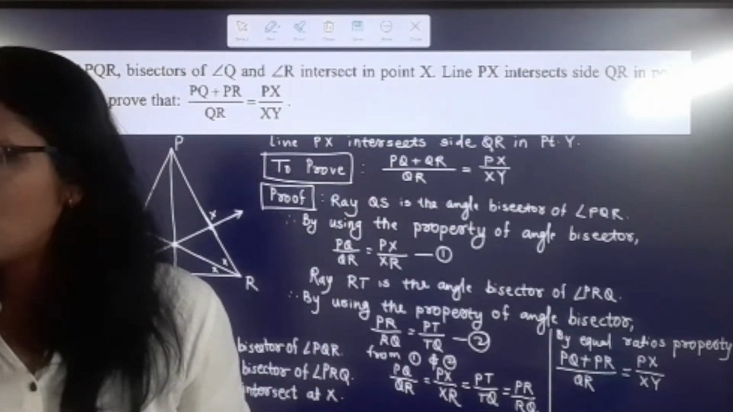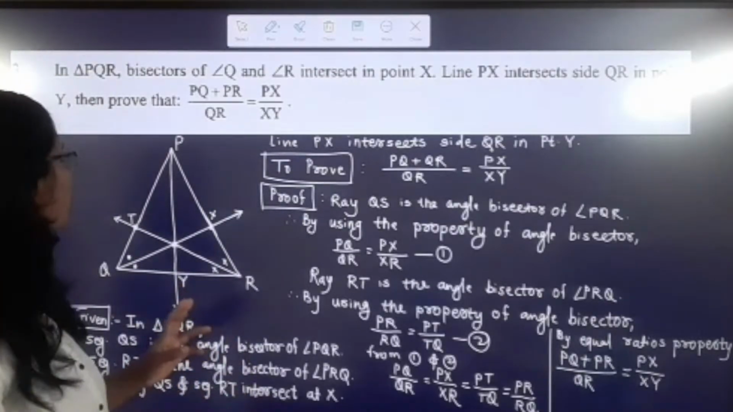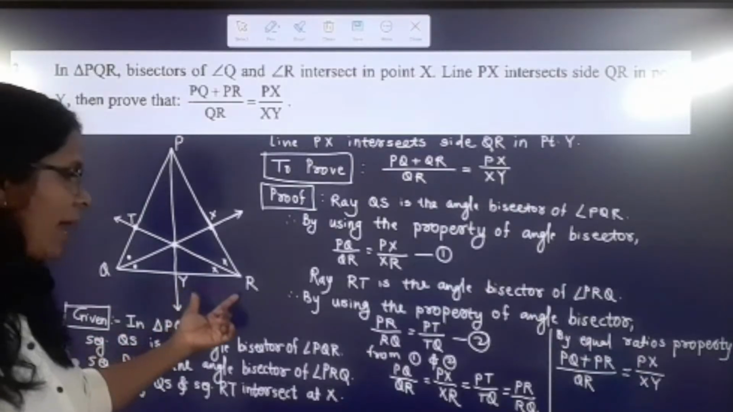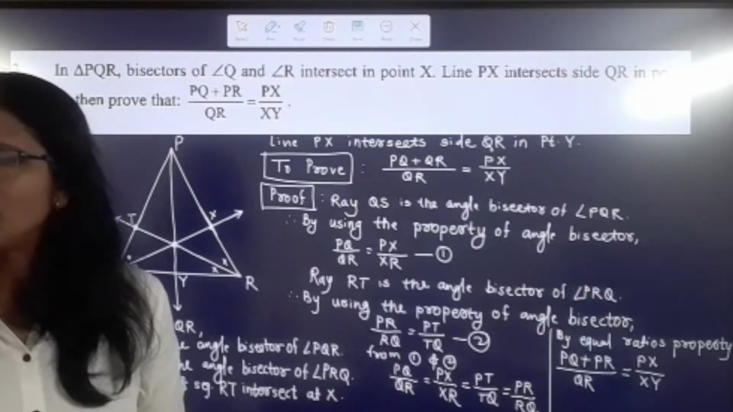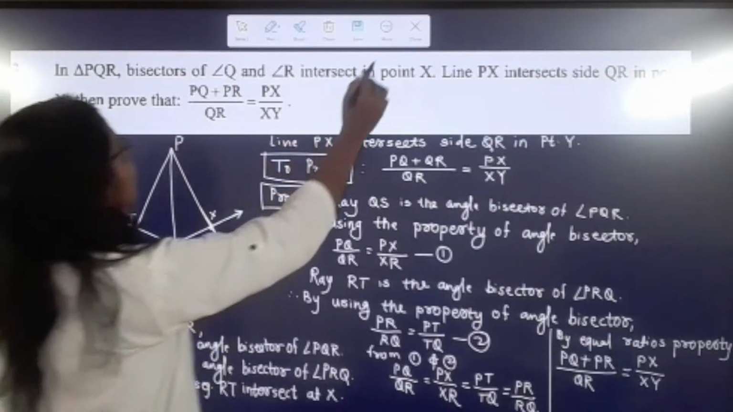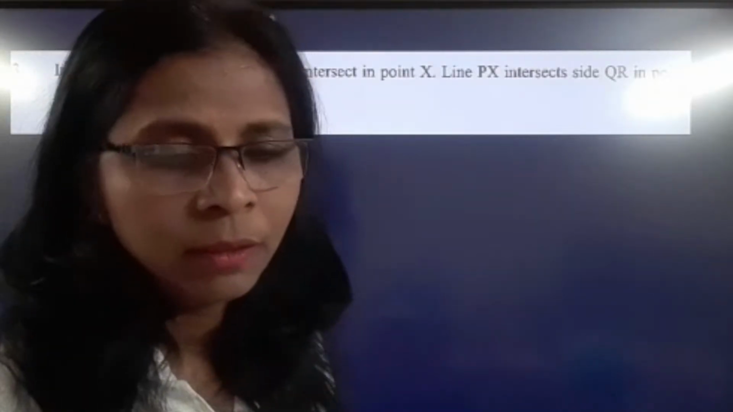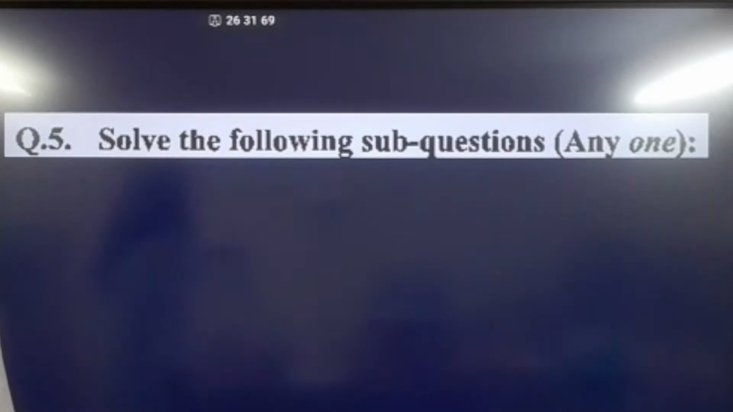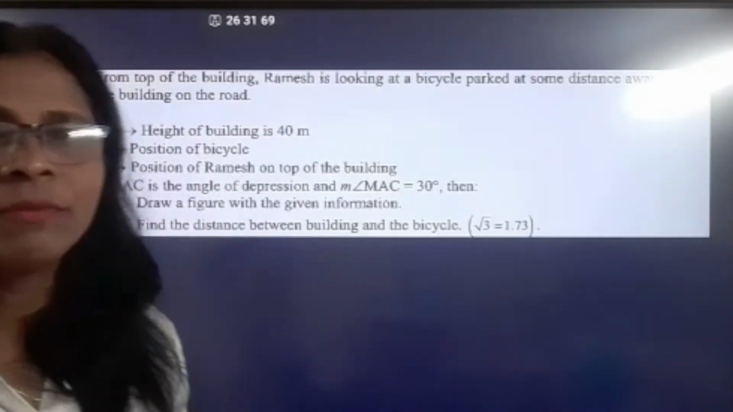That is PQ plus PR upon QR, and that QR means QY upon YR, is equal to PX upon XY. Okay, students? So in such a way we can prove this theorem. Then next one, students, is the question 5, solve the following sub questions. Anyone, we have to solve anyone here. See the first one question.